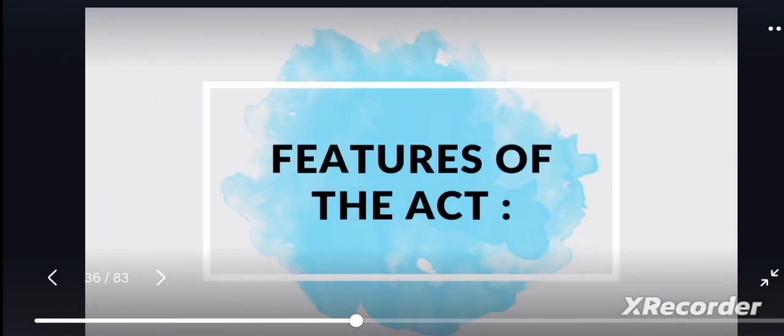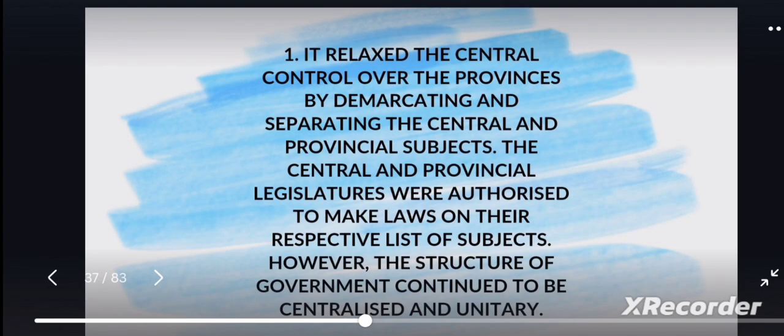Features of the Act of 1919. It relaxed the central control over the provinces by demarcating and separating the central and provincial subjects. The central and provincial legislatures were authorized to make laws on their respective lists of subjects. However, the structure of the government continued to be centralized and unitary.